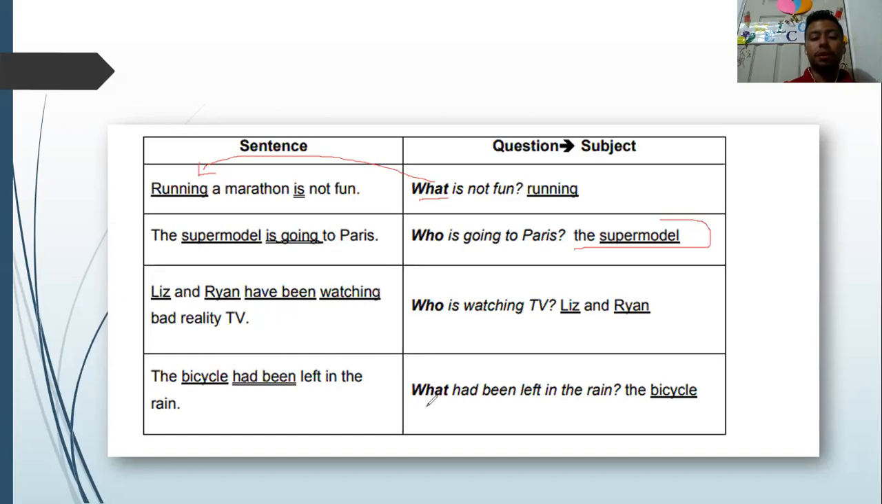Number 4, the bicycle had been left in the rain. Here we have the question "what," for objects. What has been left in the rain? The bicycle. That's my answer.